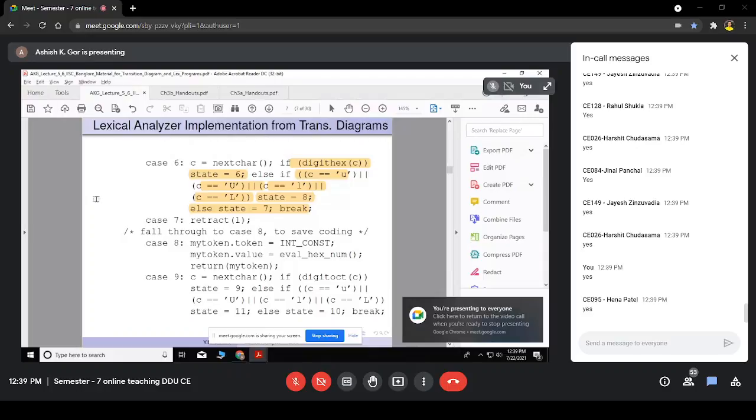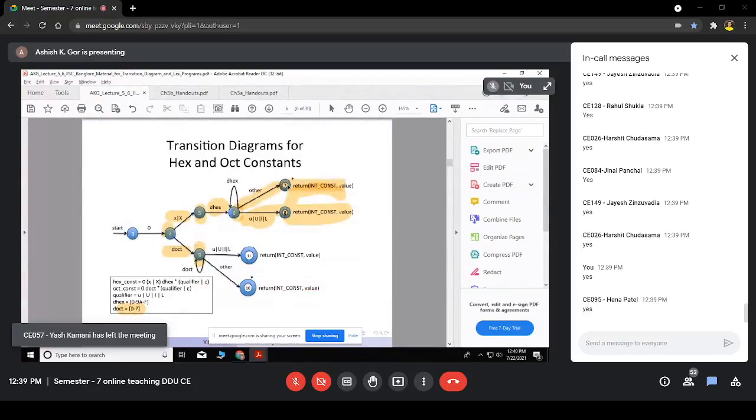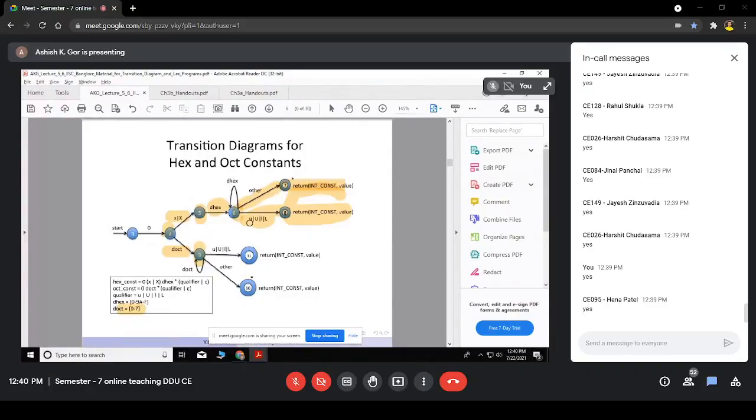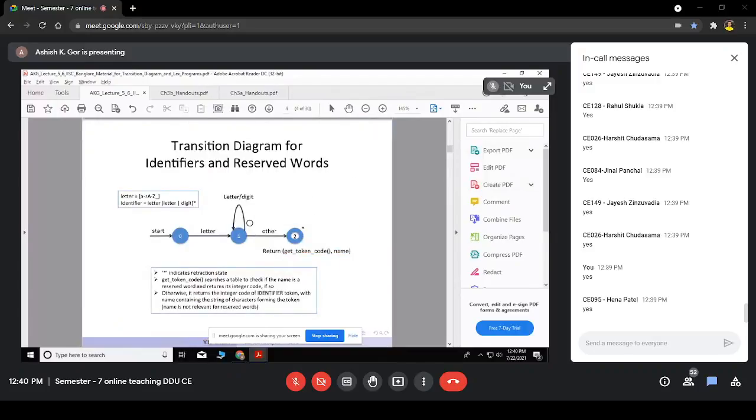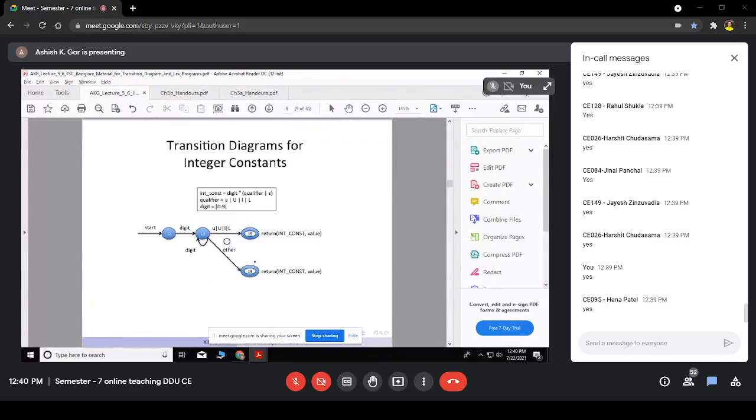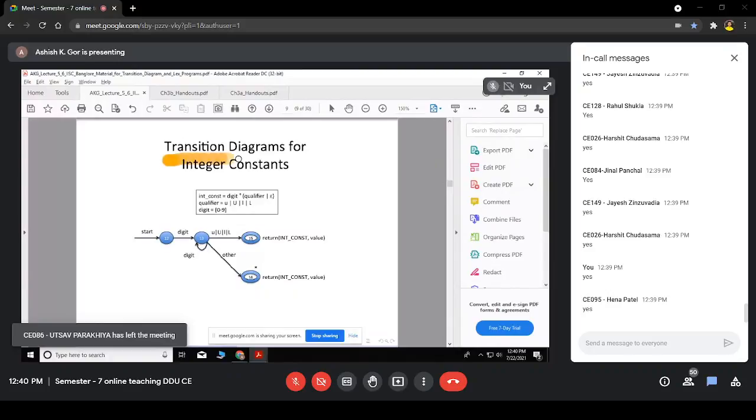So if you are in state 7, then you have to retract, retract to one place. Similarly, there could be many other things. This is the diagram for integer constant: digit followed by digits. Whenever you get other, you can say return integer constant.